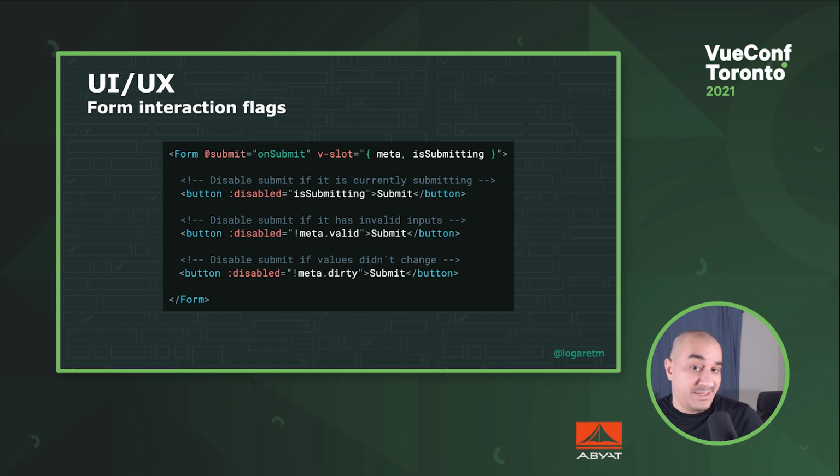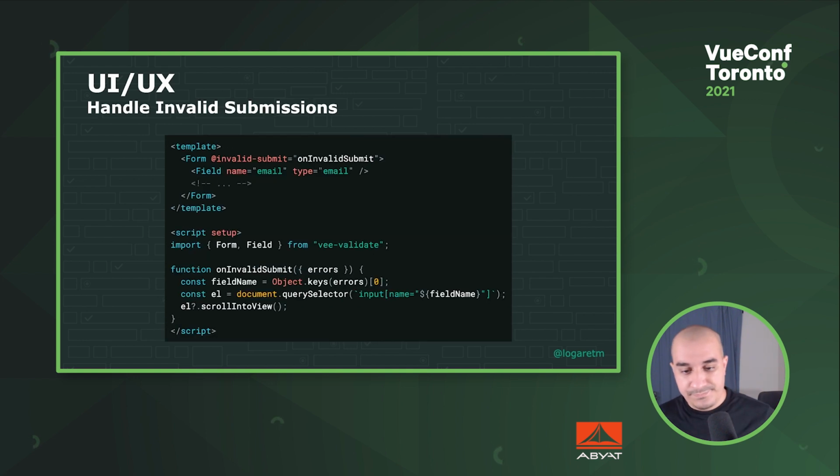And that can be really useful if you want to display some kind of a spinner, or if you just want to disable the submit button, just like this example. Another example is we disable the submit button if we have any invalid fields. Another example is we disable the button if the user's values didn't change.